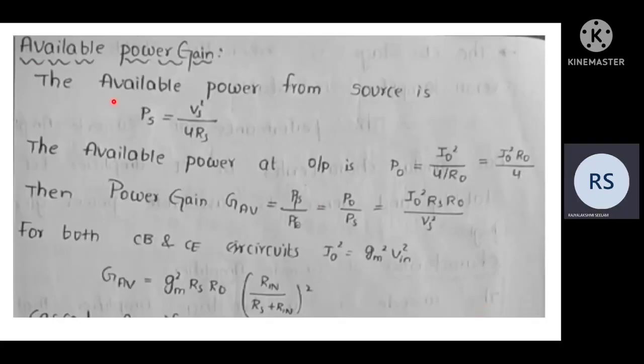So this is the available power gain. Available power from the source is given as PS equals Vs dash by 4 Rs. Available power at output is P naught equals I naught square by 4 by R naught, which equals I naught square R naught by 4. We are making this R naught to here.